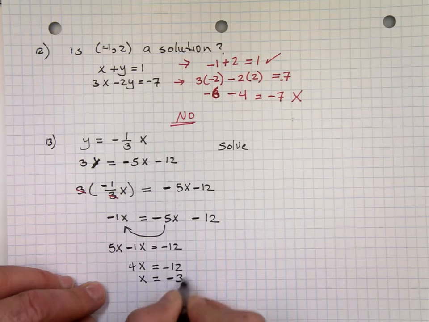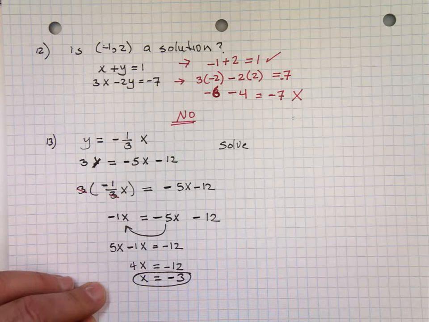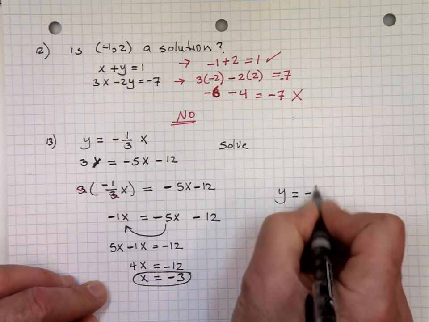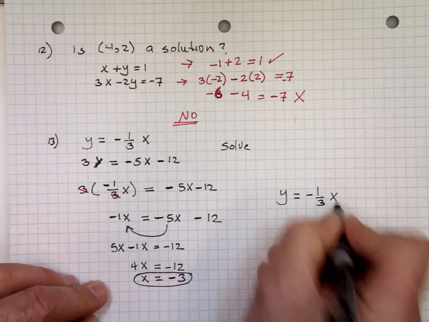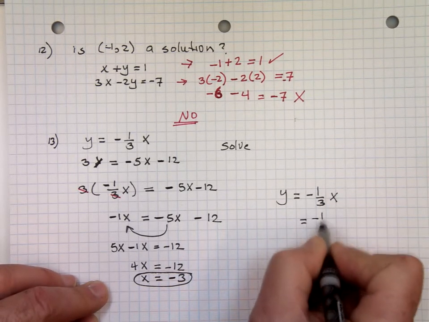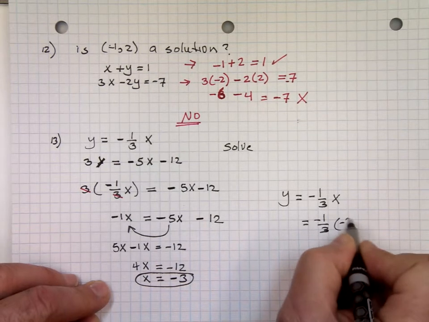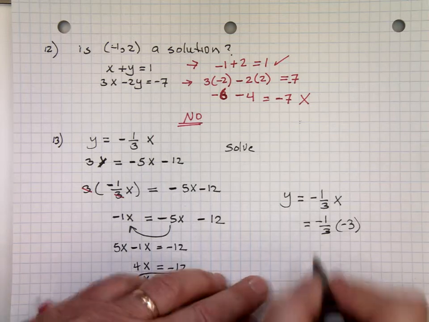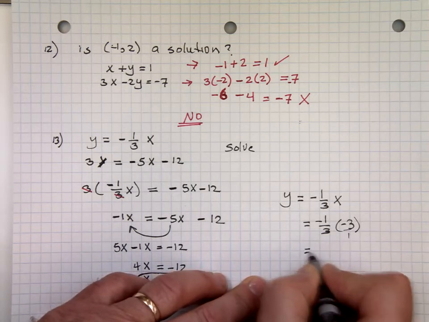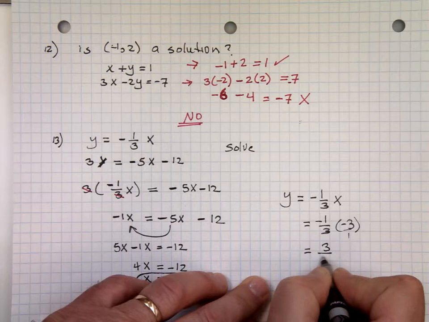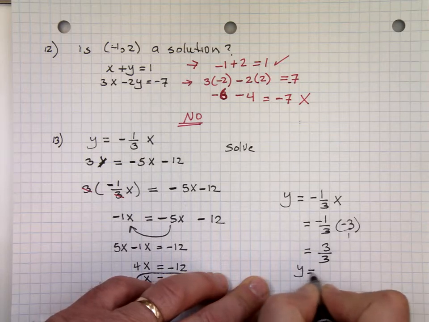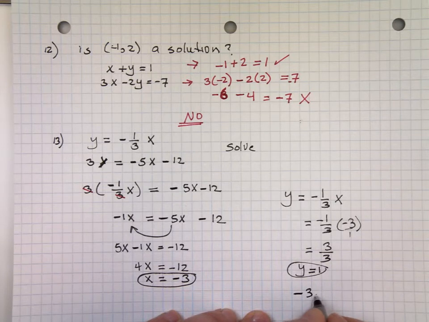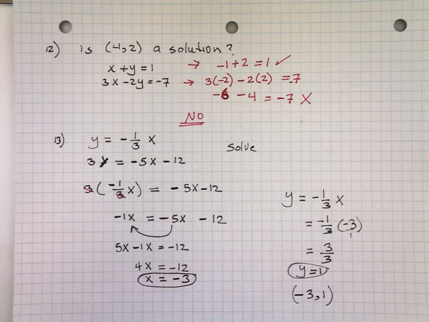We need to find y now. I know y equals negative 1/3 x. So let's replace x with negative 3. What's a minus times a minus? Positive. That's 3 over 1, 1 times 3 is 3 over 3. Y equals 1. The solution is negative 3 comma 1.